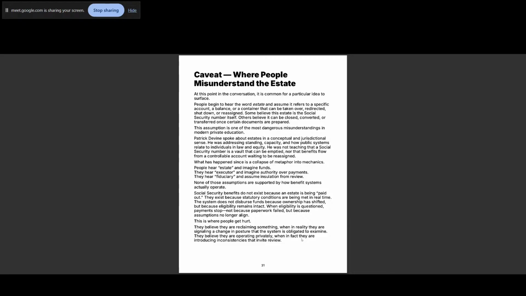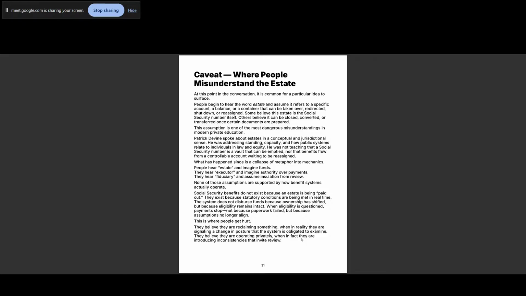Caveat: where people misunderstand the estate. At this point in the conversation, it is common for a particular idea to surface. People begin to hear the word estate and assume it refers to a specific account, a balance, or a container that can be taken over, redirected, shut down, or reassigned. Some people believe this estate is the Social Security number itself. Others believe it can be closed, converted, or transferred once certain documents are prepared. This assumption is one of the most dangerous misunderstandings in modern private education.